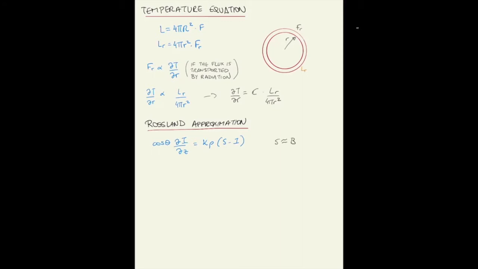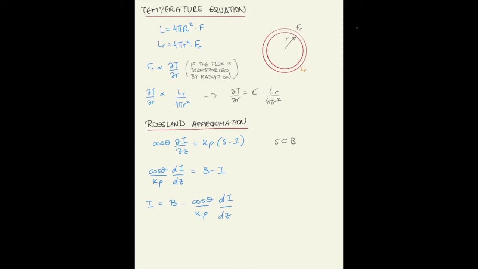If you divide both sides by kappa rho, you have cosine theta over kappa rho, dI/dz, equal to B minus I. So you solve this for the intensity. Now, this doesn't completely solve for the intensity because you have the intensity on one side and the derivative of the intensity in z on the other side.